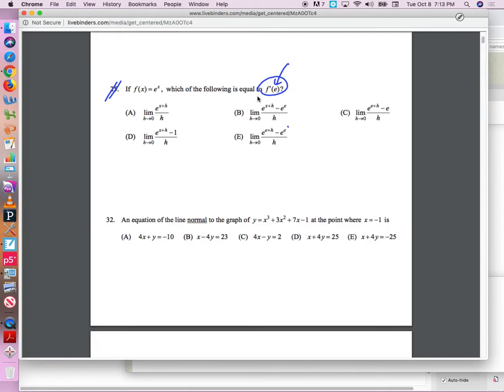So it would be, let's see. Take the limit as h approaches 0. And then you take the derivative and you fill in e everywhere there's an x. So it'd be that one. But I won't ask you ones with exponents.